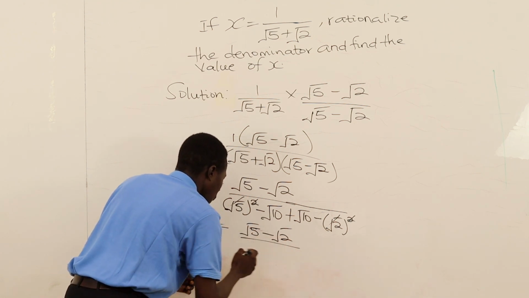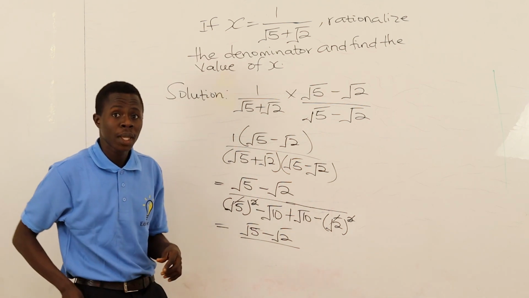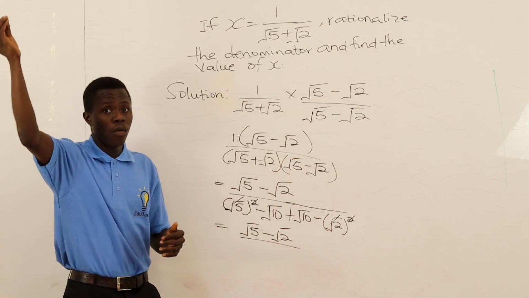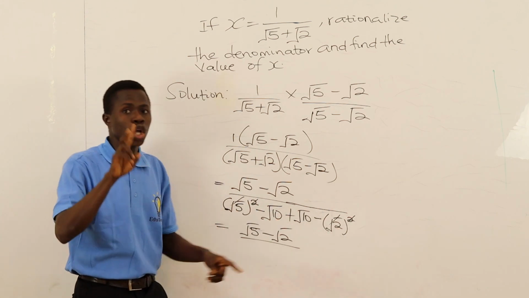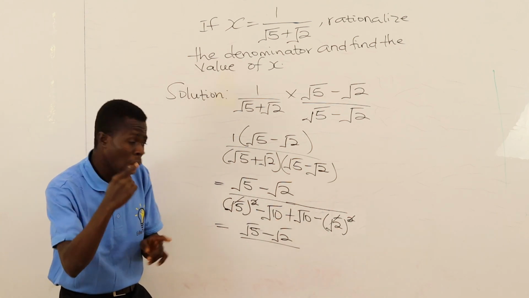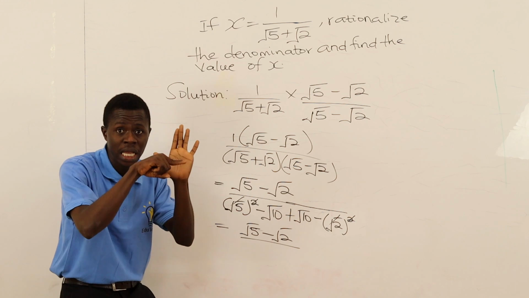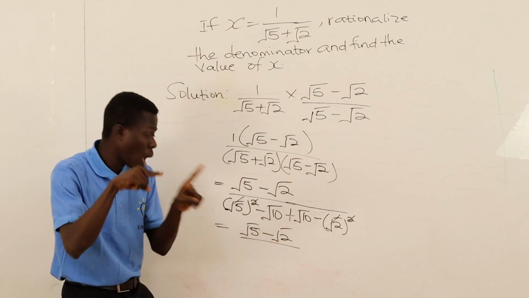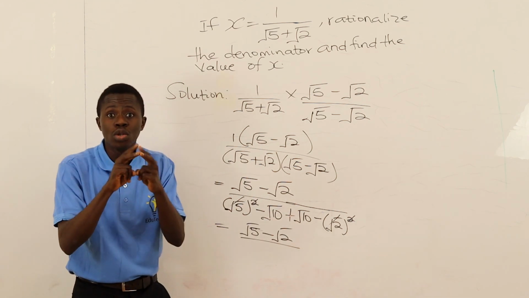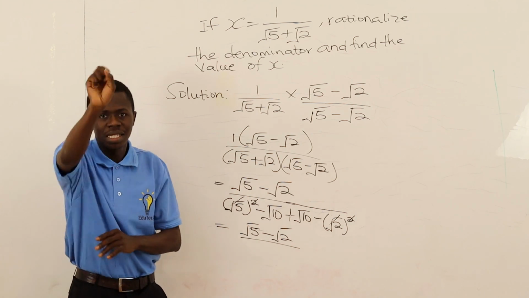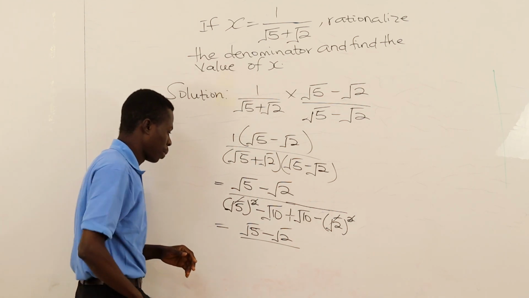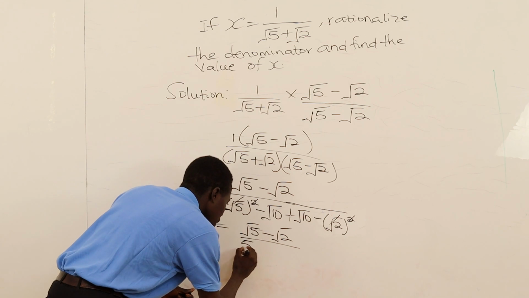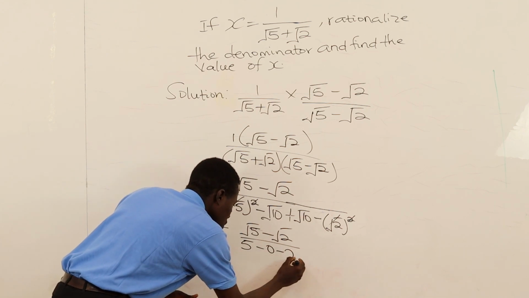Now that the square root signs are off, we are going to have 5 and minus 2. And at the same time, look, minus square root of 10 plus square root of 10 will cancel each other out. And the answer will give us 0. So we are going to have 5 minus 0 minus 2. Yeah, so we are on the right track.